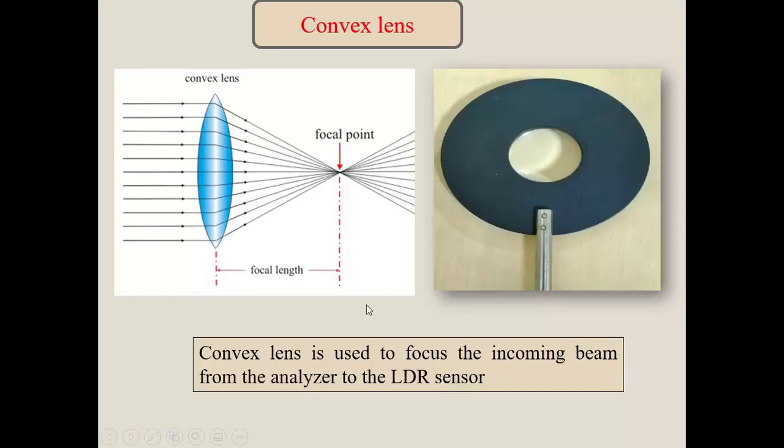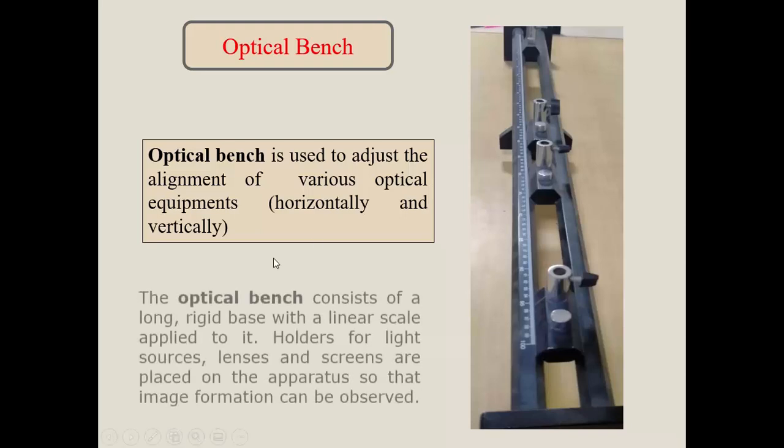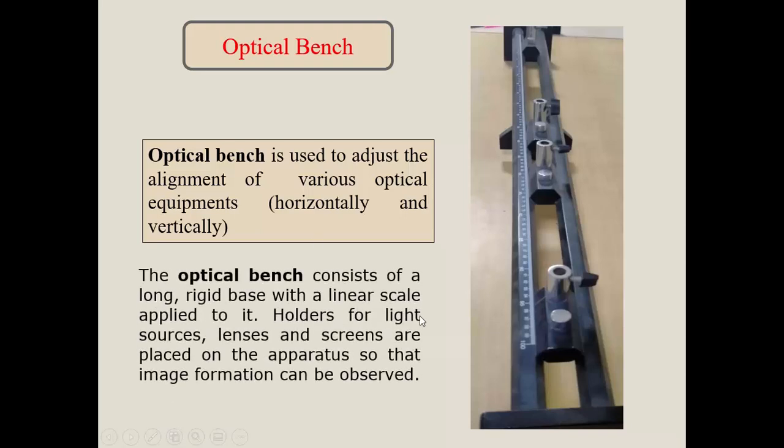We also use the convex lens primarily to focus the incoming beam from the analyzer to the LDR sensor. Of course, we use the optical bench. The optical bench is used to adjust the alignment of various optical equipments. You can do the horizontal alignment, and of course you can do the vertical alignment. Please do remember that the optical bench consists of a long rigid base with a linear scale applied to it. Holders for the light sources, lenses, and screens are placed on the apparatus so that image formation can be observed.